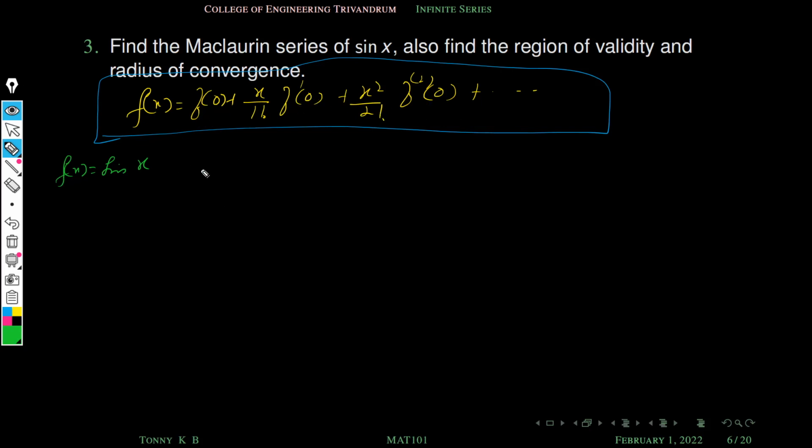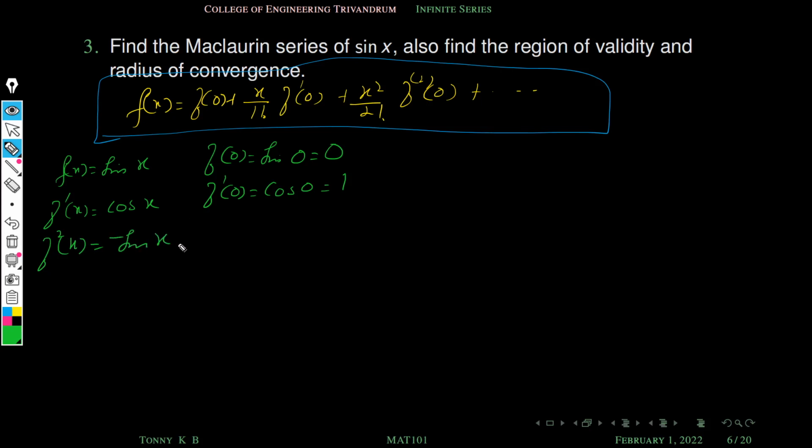So given that f of x equal to sin x, what about f of 0? That is sin 0, we know that it is 0. Next one, its derivative. That is equal to derivative of sin x, that is cos x. So f dash of 0 equal to cos 0, and we know that cos 0 is 1. Next we have to find the second derivative. What's the derivative of cos x? That is minus sin x. So you can substitute x equal to 0. Yes, so f2 of 0 equal to minus sin 0, that is 0.